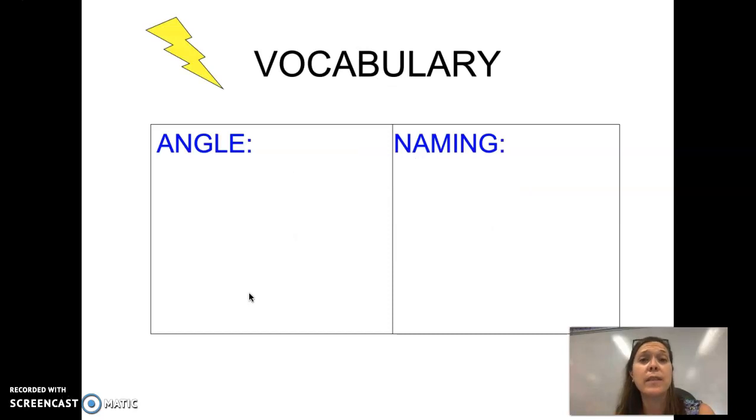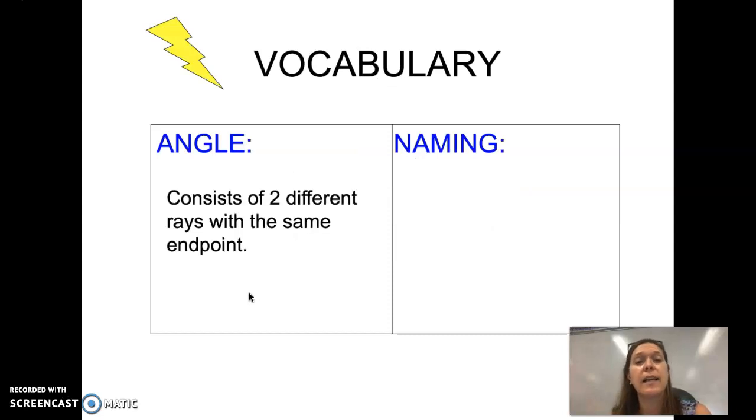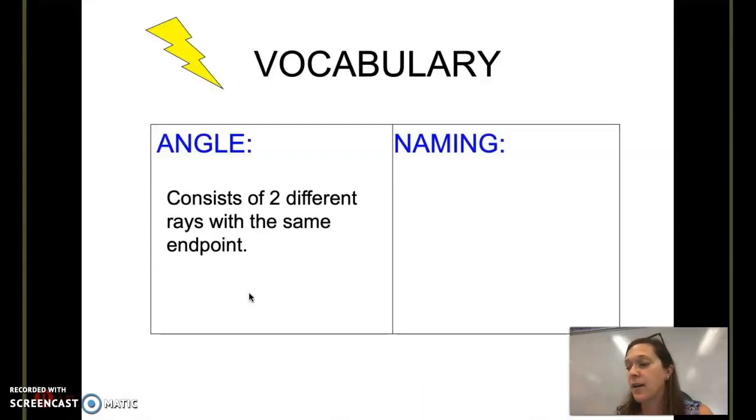So here's our formal definition for an angle. An angle consists of two different rays with the same endpoint. And again, you can at any point in time stop this video and pause it to wherever you need to pause it to get caught up.